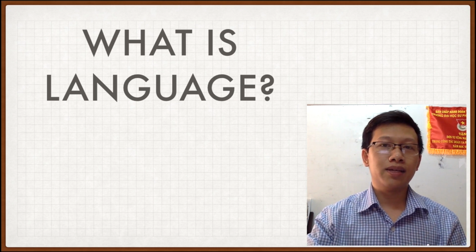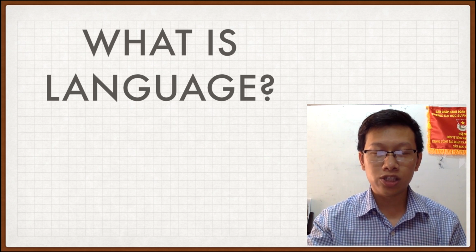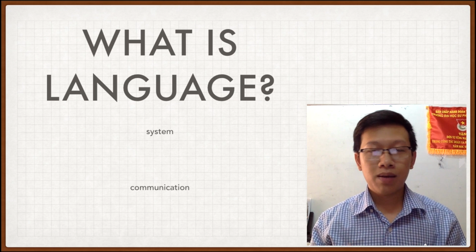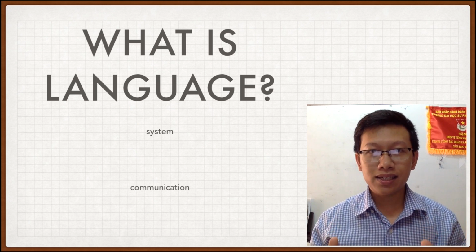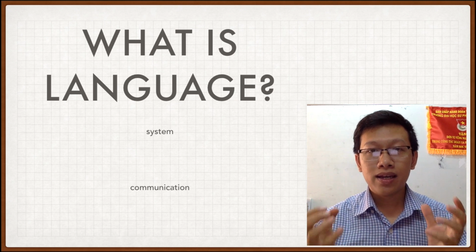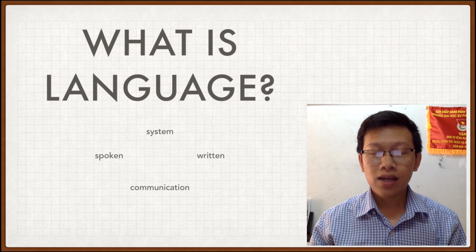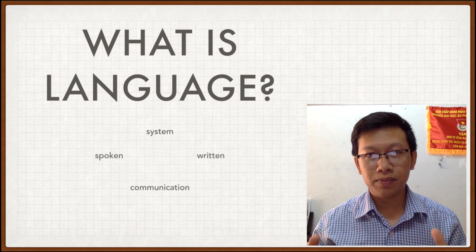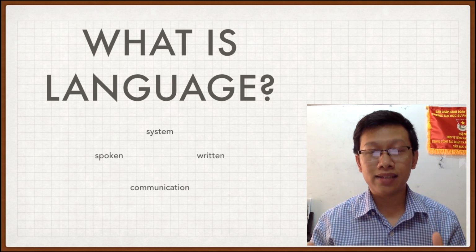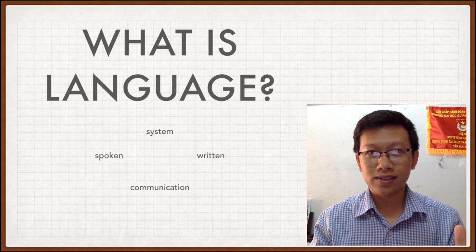Basically, everybody nowadays will share the common belief that language is a tool for communication. But what kind of a tool is this? Basically, it is a systematized tool. System, remember that. It has to be systematic. The purpose is for communication, and it takes two forms. It can be written and it can be spoken. So language can be understood simply as a systematic or systematized tool of communication that can be spoken or written.